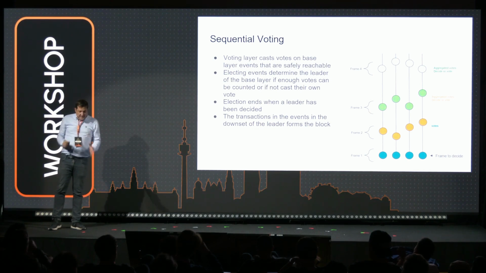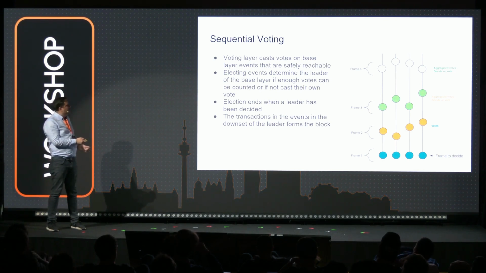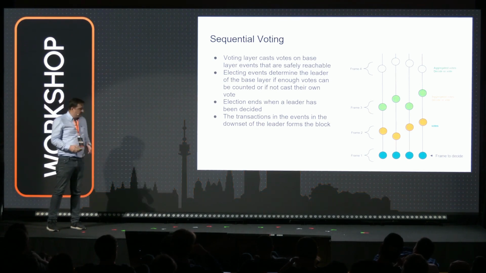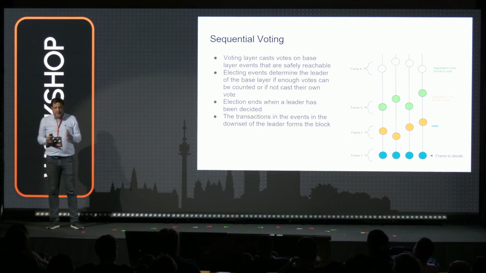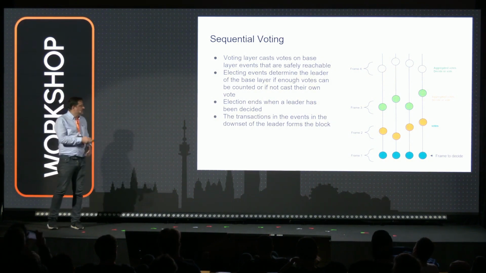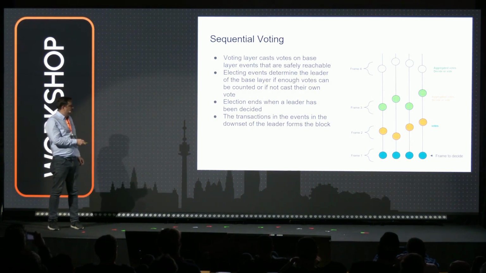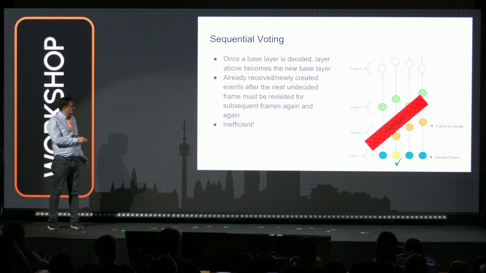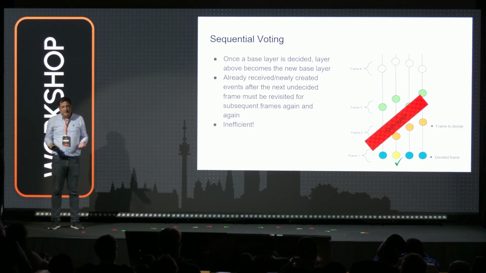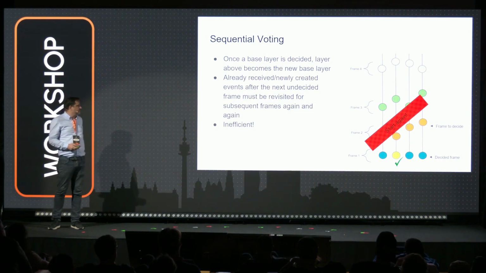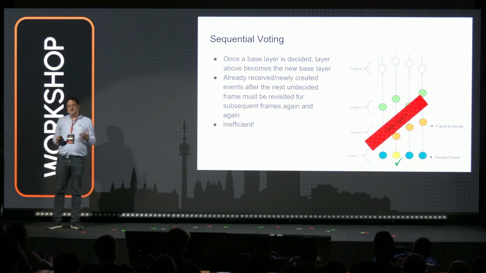Now, the naive way of doing this is in a sequential way. So we go, okay, we're doing an election for frame 1, and we keep doing this until we're finished with that. And then when we're finished with that, we start all over again, okay? So then we try and do this for frame 2. And what we notice is this is quite inefficient. We can do much better.